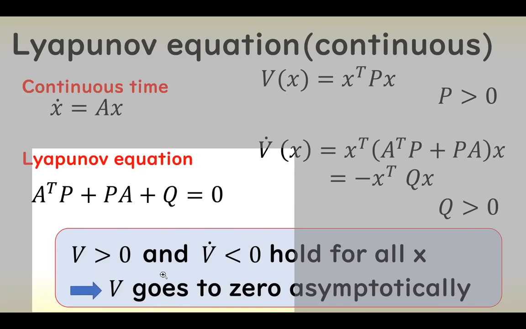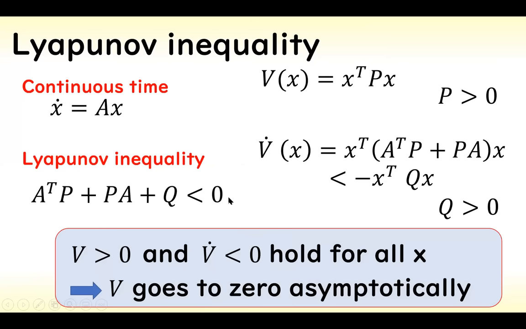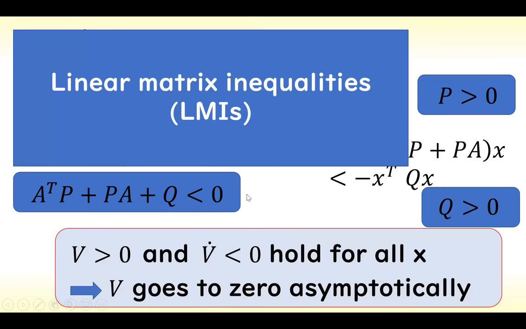Then these equations hold for all x. V goes to zero asymptotically. In the case of the Lyapunov inequality, this inequality holds, and V also goes to zero asymptotically by these forms. The three inequalities, the linear matrix inequalities, are considered, and we want to find P and Q which satisfy these inequalities. Then the system is asymptotically stable.